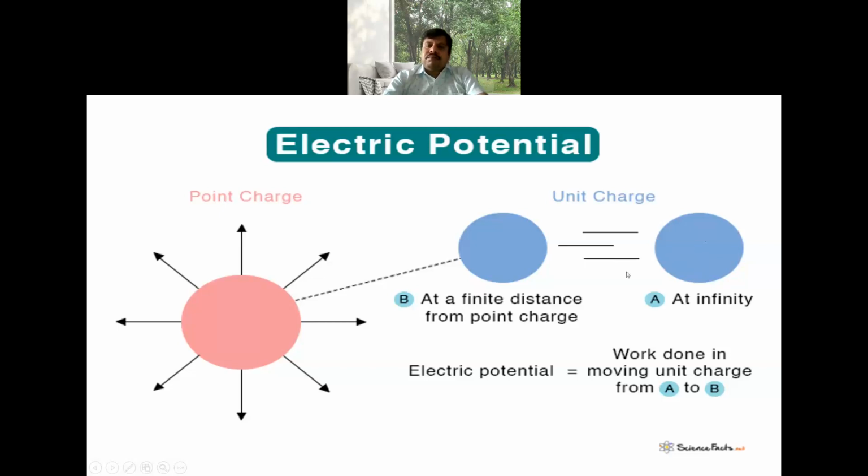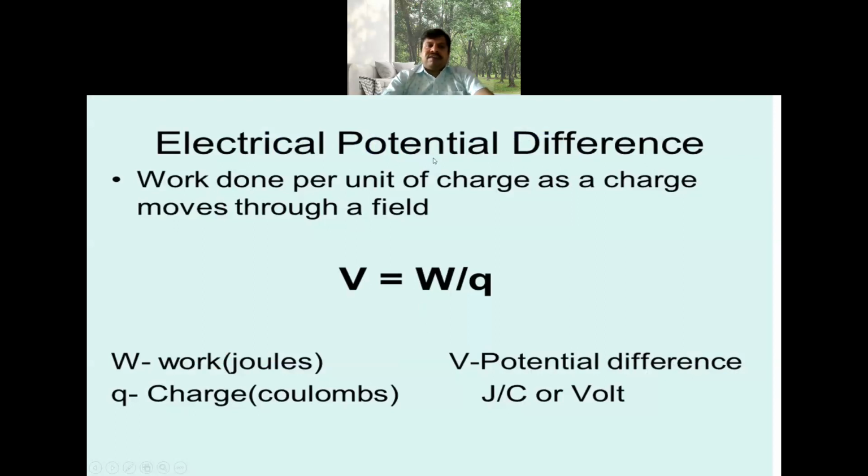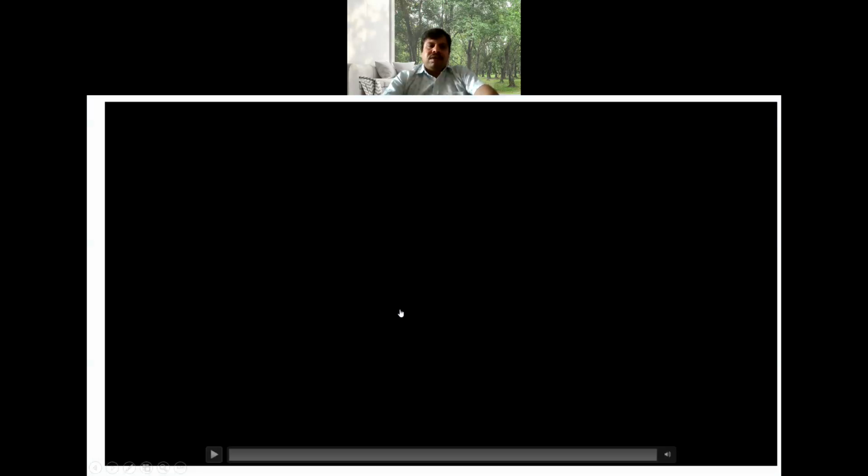That work done in moving this unit positive charge from infinity to a certain point in the electric field is known as the electric potential at the point B. Electric potential is defined as the work done per unit charge as the charge moves through a field. V is equal to work per charge, that is W by Q. So the electric potential units are joule per coulomb, or simply we can call it the potential difference, which is measured in volts.